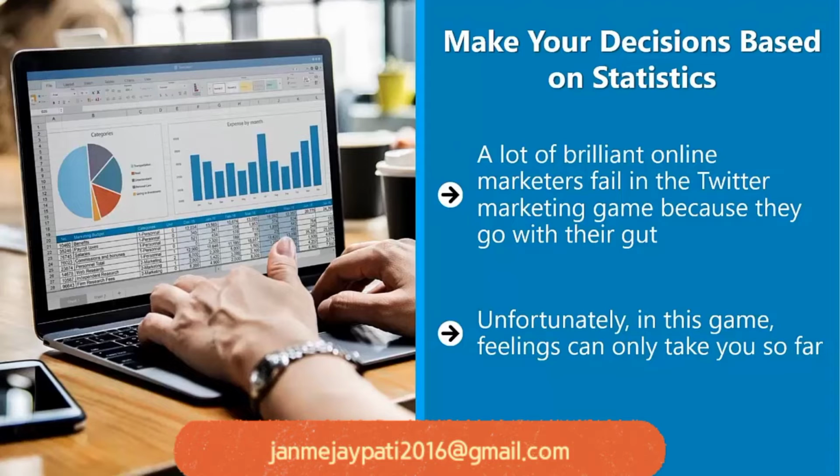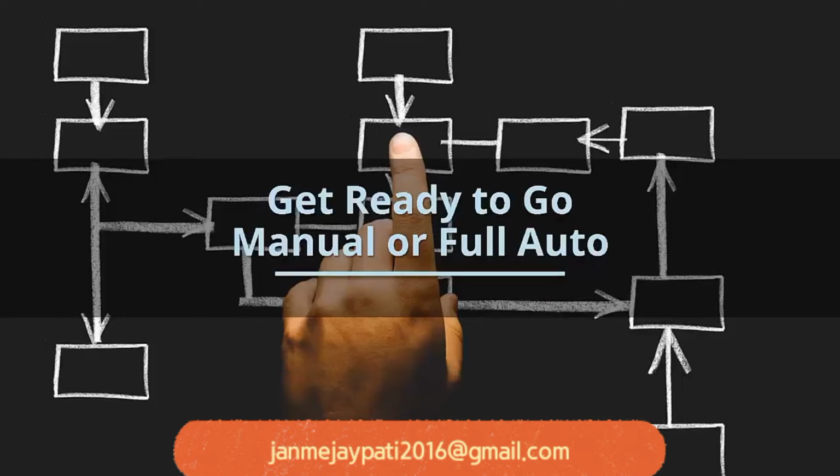If you're going to be making a decision involving your content, your conversion pages, your mailing list, or whatnot, pay attention to statistics. Make sure you can justify whatever changes you make with hard numbers. Get ready to go manual or full auto. At this stage, you have set up your Twitter account. It is brand consistent. You already have lined up the best content you have researched from your competitors. This content has a lot of likes, shares, comments, and other signs of engagement.